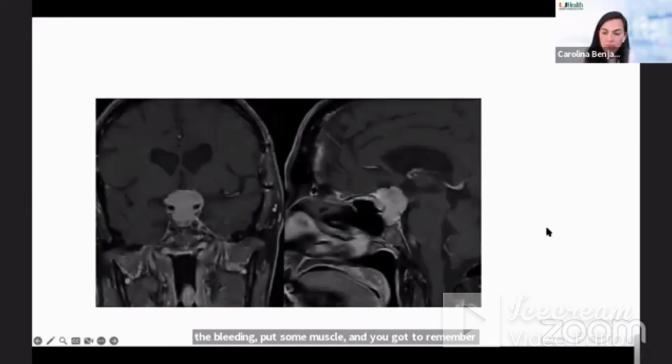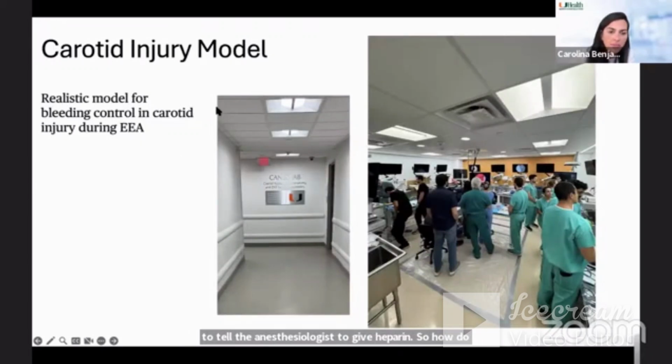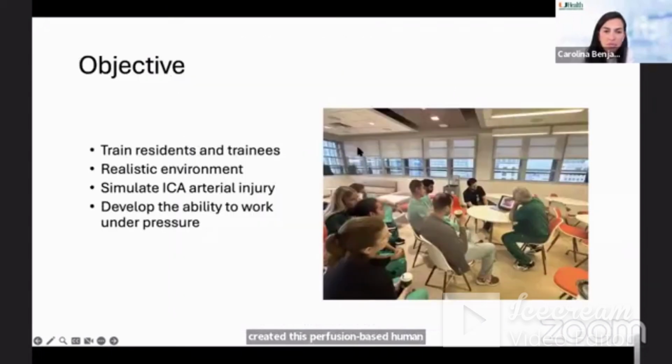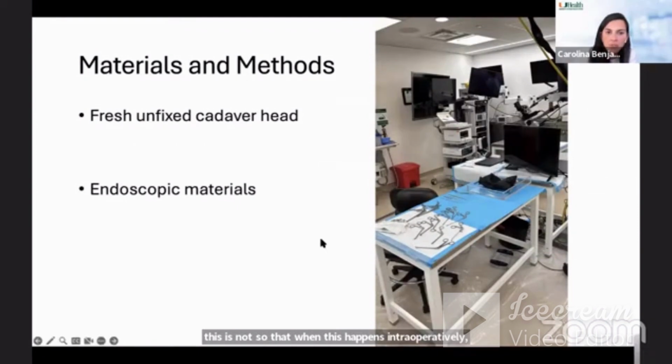So how do we prepare for this? The best way, I think, is to prepare via the carotid injury model. This was widely described by Gabizada and his group. They really created this perfusion-based human cadaveric model for management of carotid artery injury simulation for the trainees. So the objective really is to train residents so that when this happens intraoperatively, it's not the first time that you've experienced this or dealt with this. And so the materials that you need, you're going to need a fresh, unfixed cadaver head.